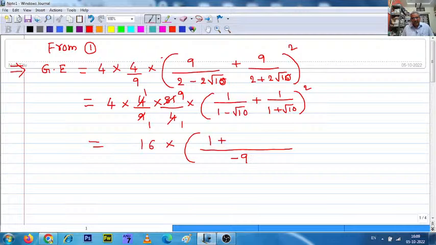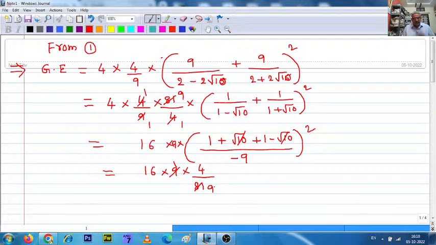And next you will be getting 1 plus root 10. And also here we have 9 into, plus 1 minus root 10 whole square. Root 10 cancels, we have 16 into 9 into 2 by minus 9 whole square, that will be 4 by 81, 9 1s are 9, 9 9s are 81, right, clear.